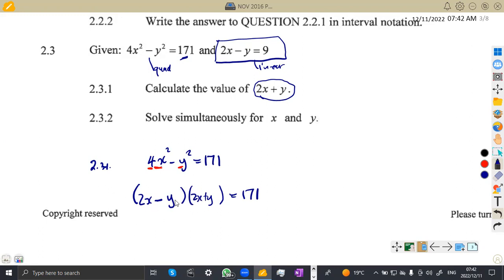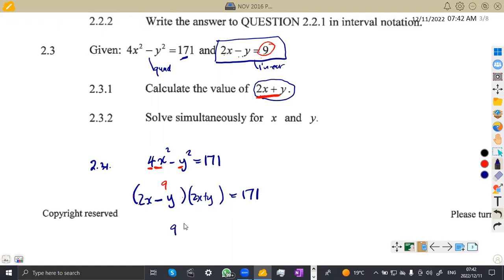All right. But please take note of your difference of two squares, guys. We can see that we are given the expression for 2x minus y here, equivalent to 9. So wherever you see 2x minus y, it means it is equal to 9. So we can substitute that in place because what we need is to find the answer for 2x plus y. So here we have got 2x minus y, which is equal to 9, so we can substitute 9 in place of it.